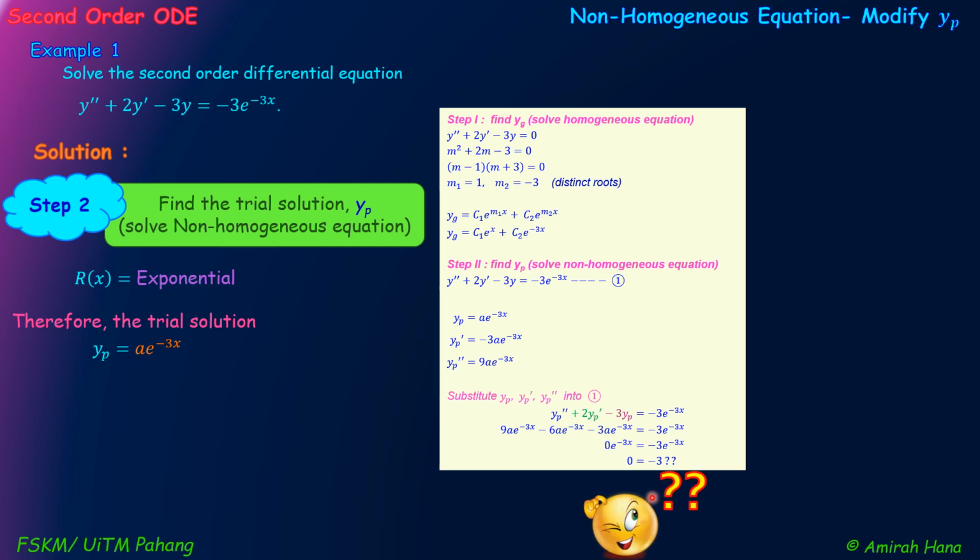What? 0 equals to negative 3? This is impossible. And this is not logical. Since if we write yp equals to ae to the power of negative 3x, after we find yp prime, yp double prime, and then we substitute into the given equation, we got 0 equals to negative 3, which is not logical, so we must do something. Okay, what should we do? We need to modify yp, right?